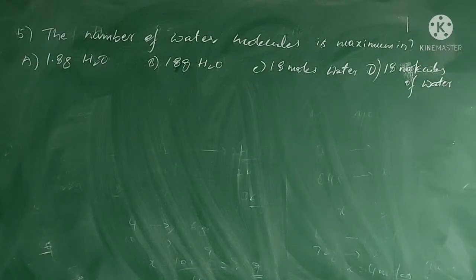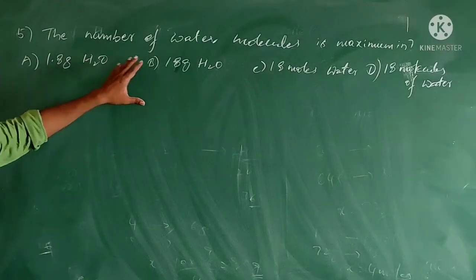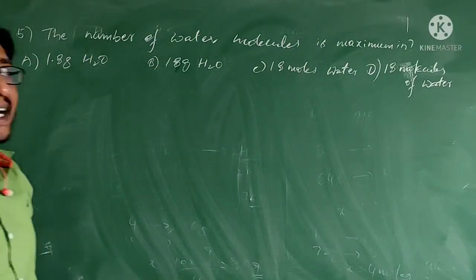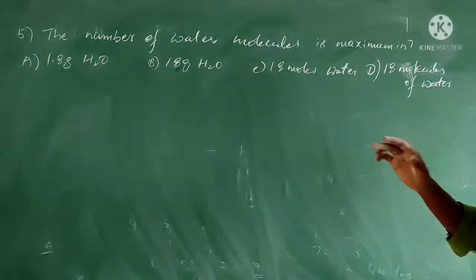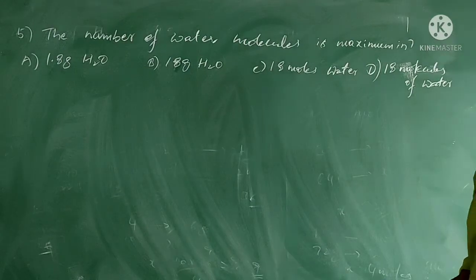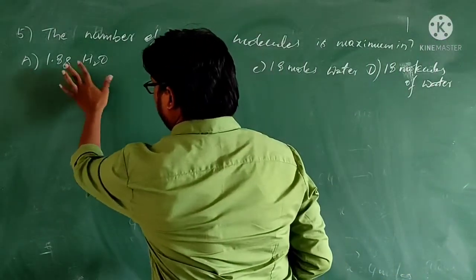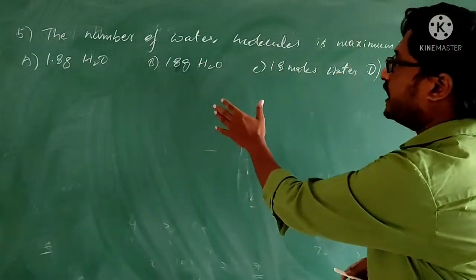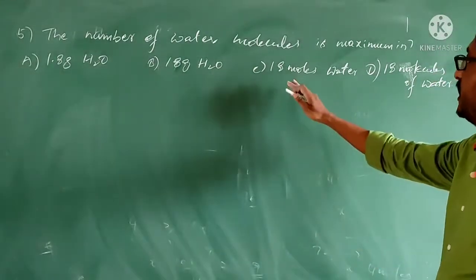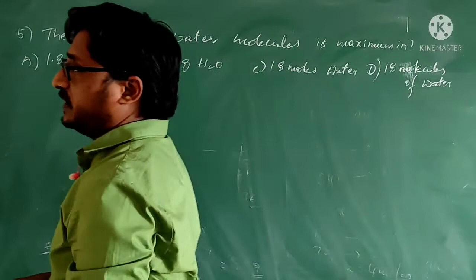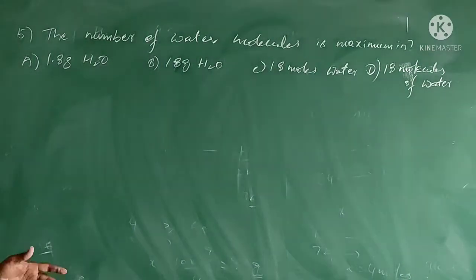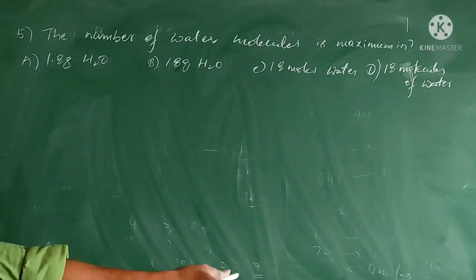Okay, let us see the next question. The number of water molecules is maximum in which of the following? He is asking in which of the following the number of water molecules is more. Option A, he has given 1.8 gram water. Option B, 18 gram water. Option C, 18 moles of water. Option D, 18 molecules of water.